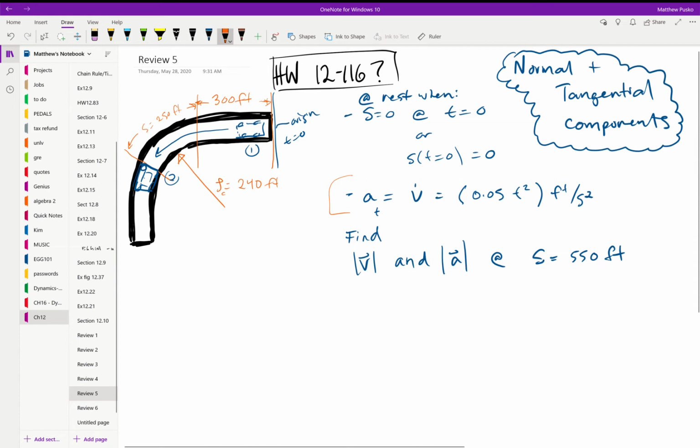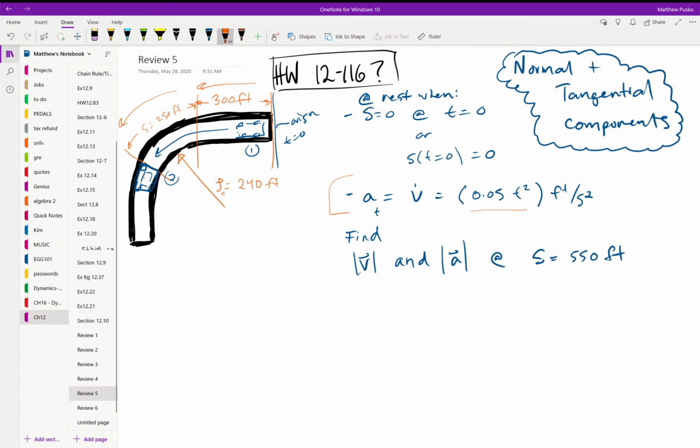So that would be like a tangential, because we're not only going on a straight path, but then we're going to start going on a curved path. We can go ahead and call that its tangential acceleration. It's 0.05 t squared, feet per second squared.